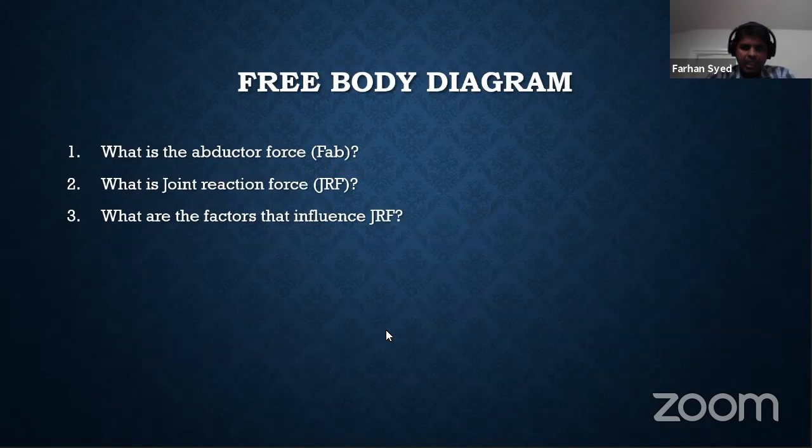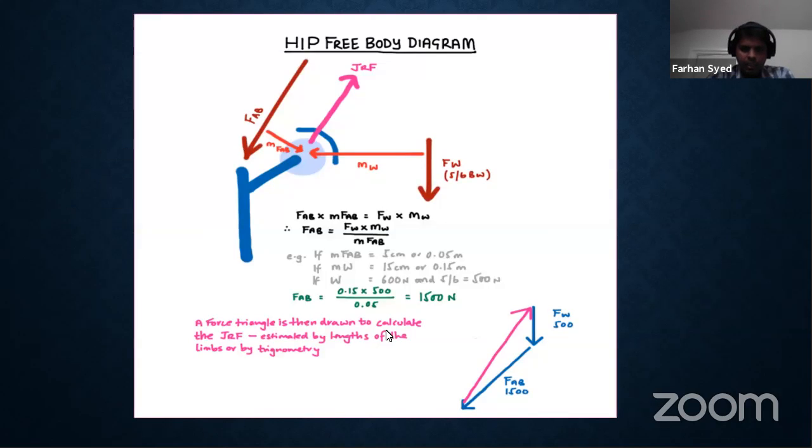We use a free body diagram to first find out what an abductor force is, second, what a joint reaction force is, and third, what the factors are that influence the joint reaction force. So we will spend some time on this slide looking at the free body diagram of the hip and breaking it down into the individual components so that we get our answers and master this topic.